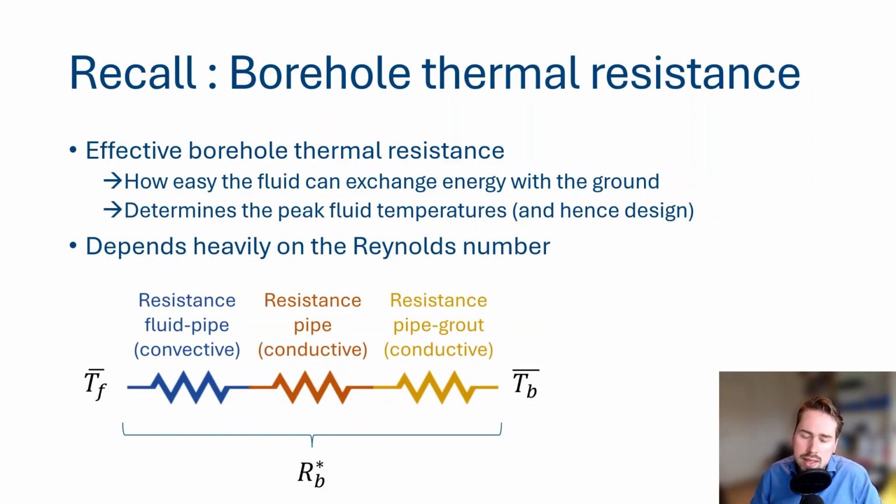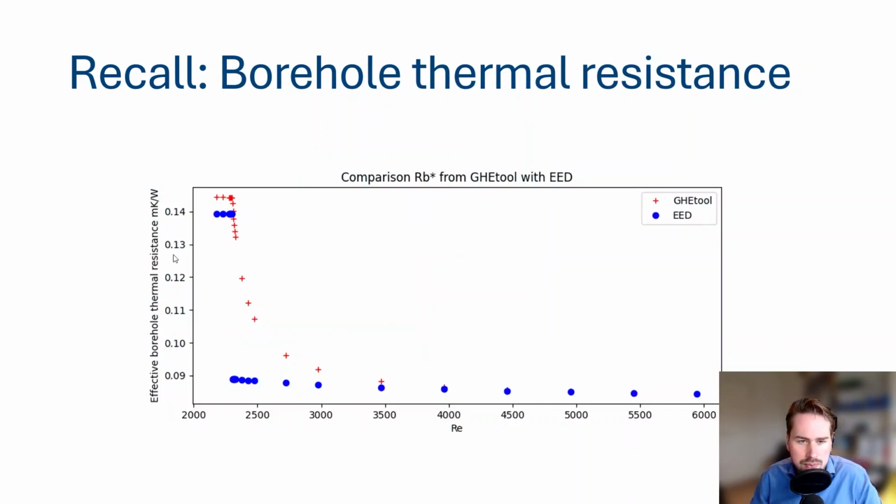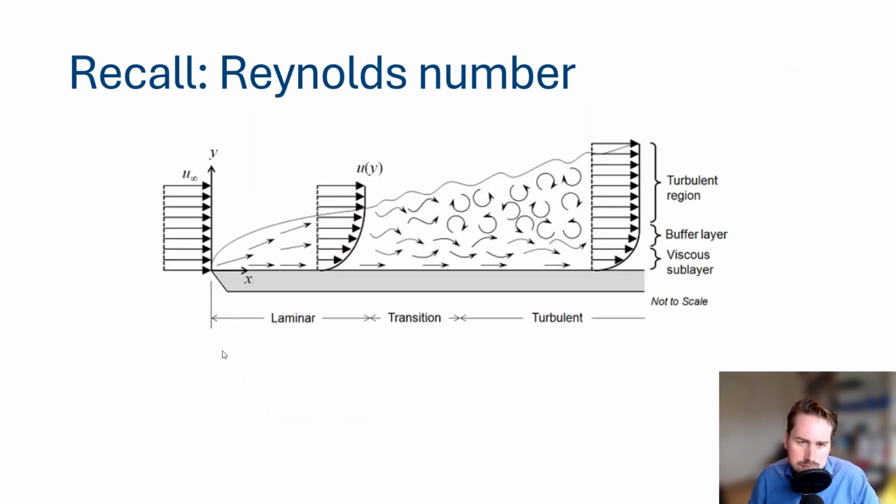Now, if we do a small recap of the Reynolds number, it is on the x-axis below and the effective borehole thermal resistance is on the y-axis. And as you can see, the borehole effective thermal resistance varies quite a lot, especially in this region around 2300. We discussed that region before, and we also talked about the accuracy between Earth Energy Designer and GHEtool. But this region is what's called a transition region.